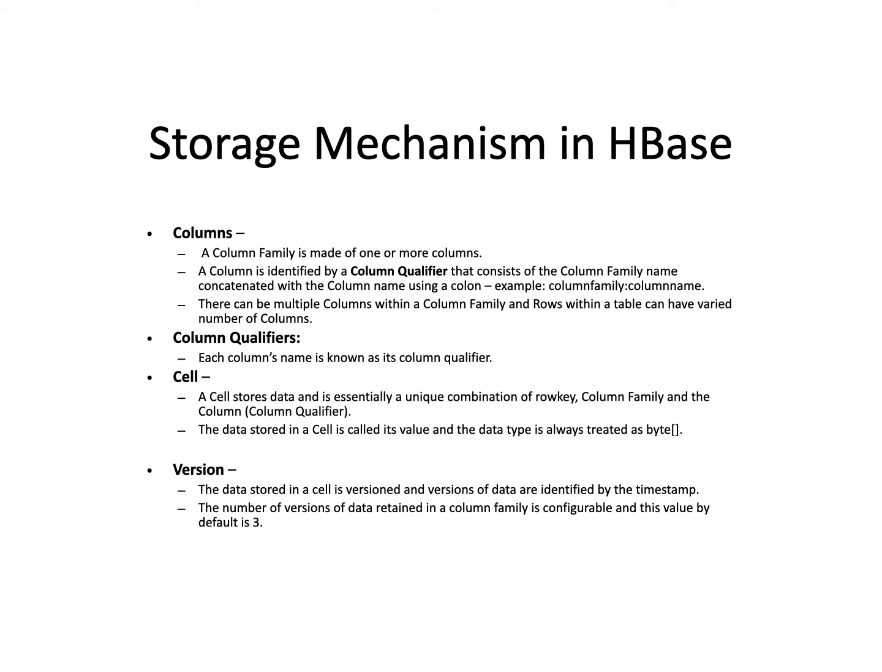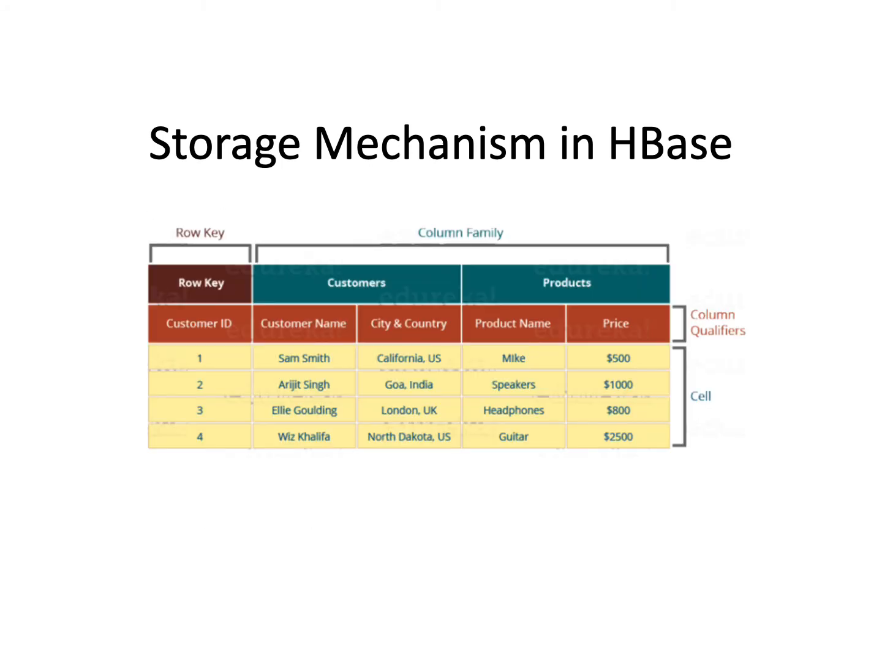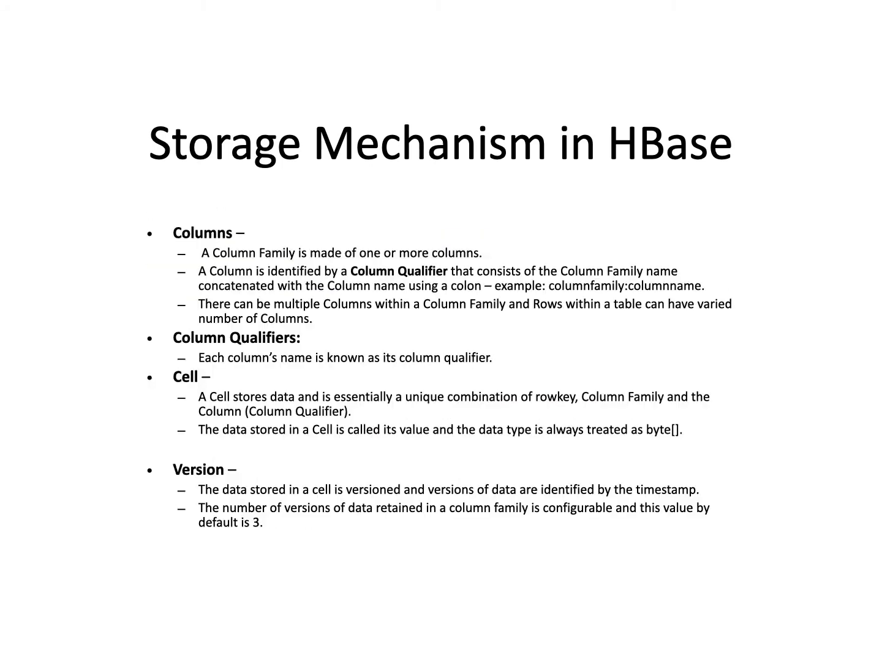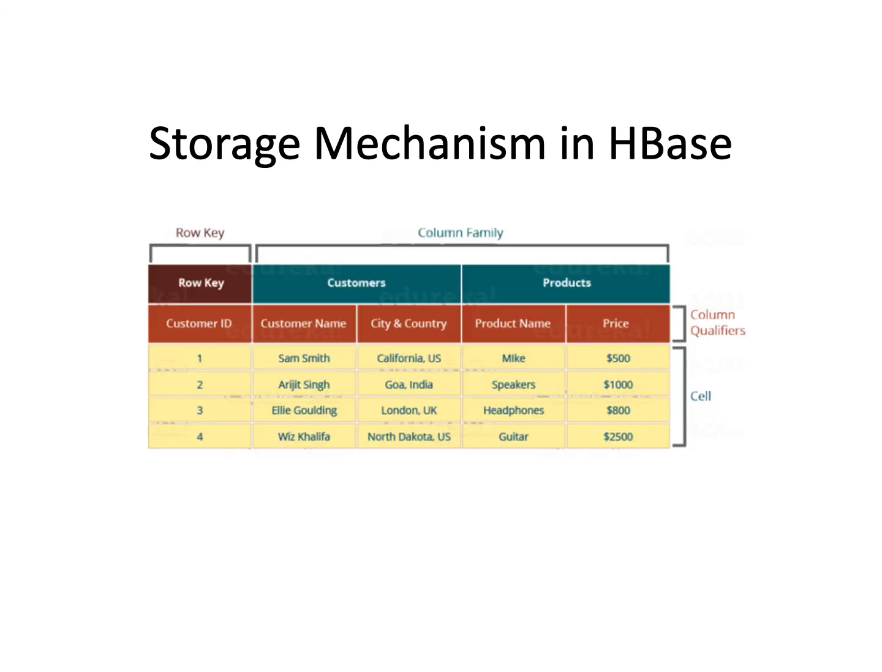For example, we can see here the example column family and the column name. There can be multiple columns within the column family, and rows within the table can have a varied number of columns. And column qualifiers: each column's name is known as its column qualifier. We can see here that the column name is identified by the column qualifier.